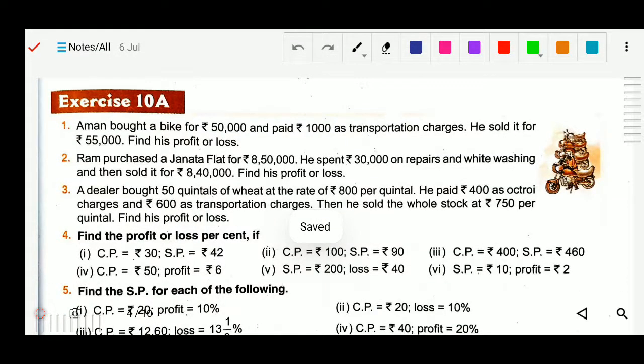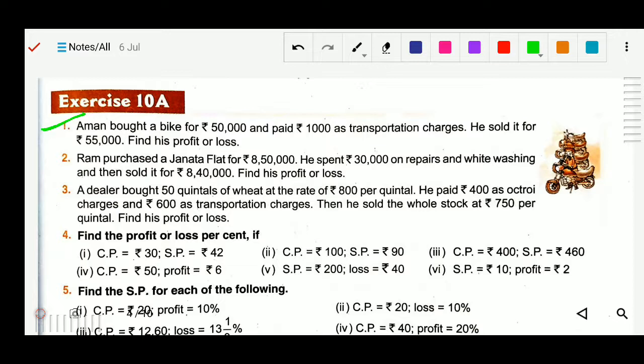Now the first one, exercise 10a, first question. Aman bought a bike for rupees 50,000 and paid 1,000 as a transportation charge. As I told, if you buy something and you pay transportation or labor cost, all that will be added to your cost price only.